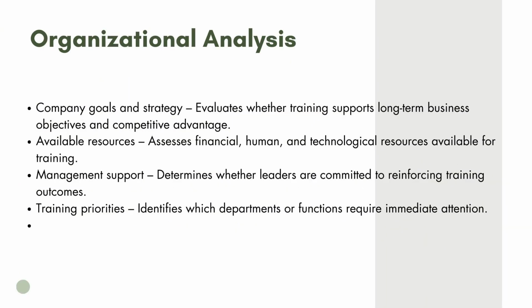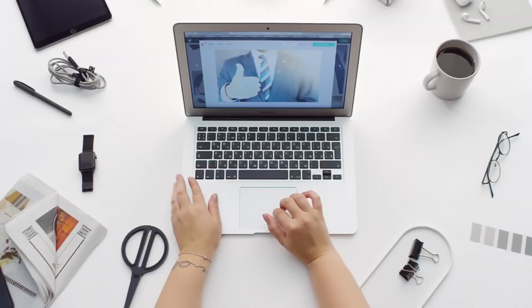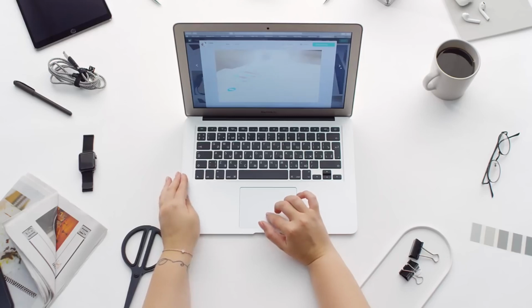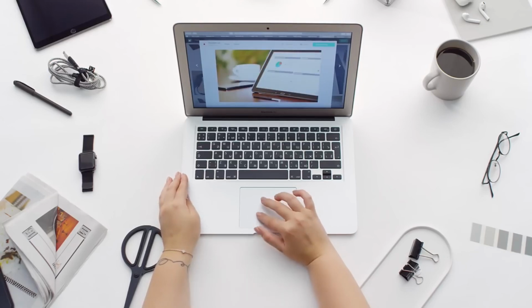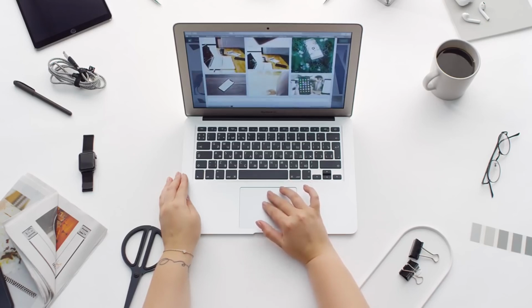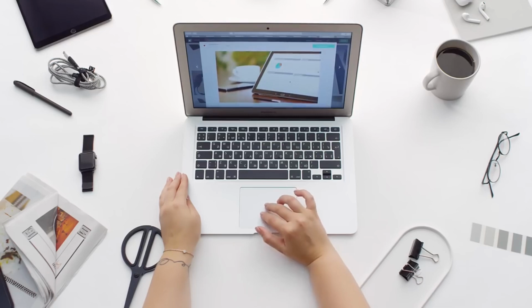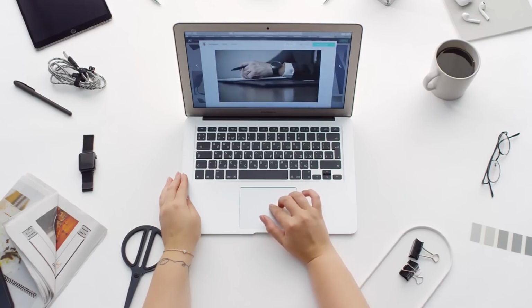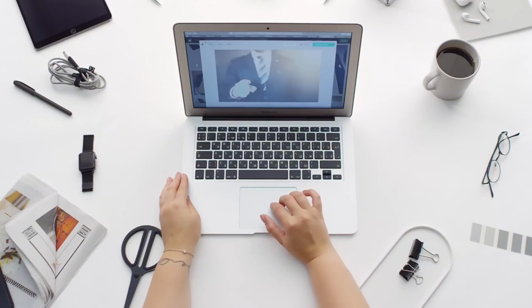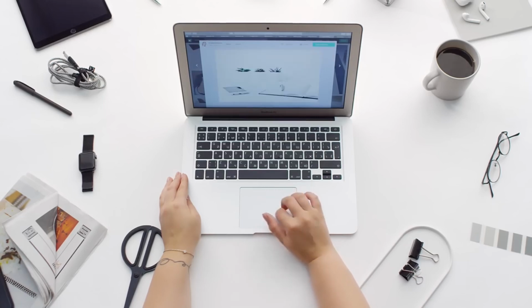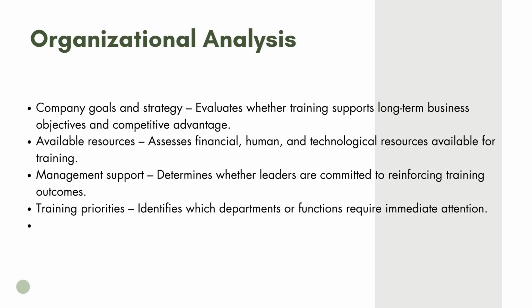Organizational analysis: company goals and strategy, which evaluates whether training supports long-term business objectives and competitive advantage. And then the available resources, which assesses financial, human, and technological resources available for training. And then the management support, which determines whether leaders are committed to reinforcing training outcomes. And then the training priorities, which identifies which departments or functions require immediate attention.